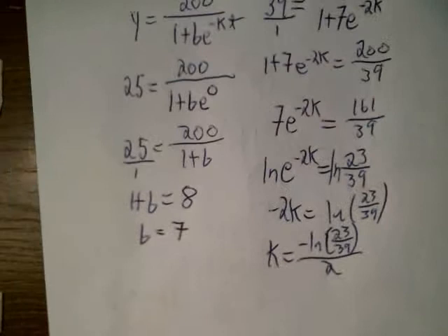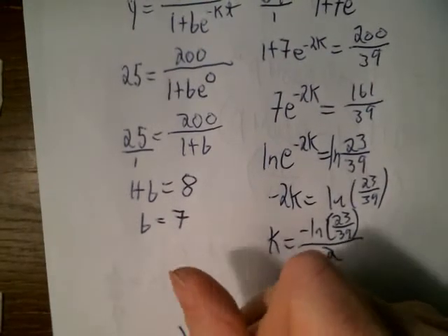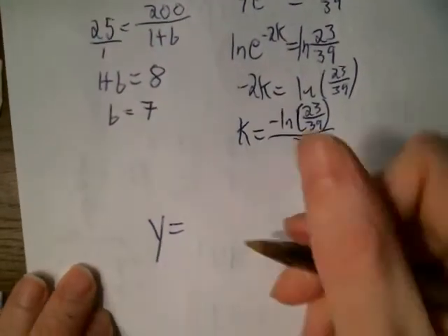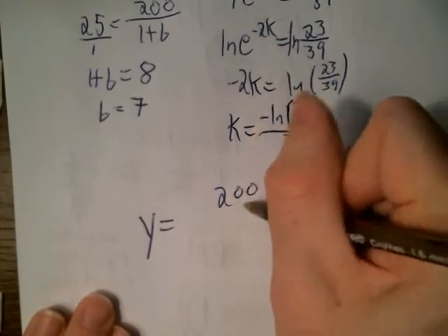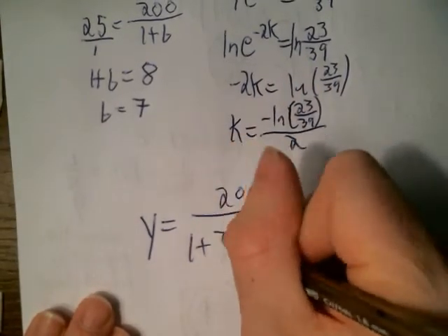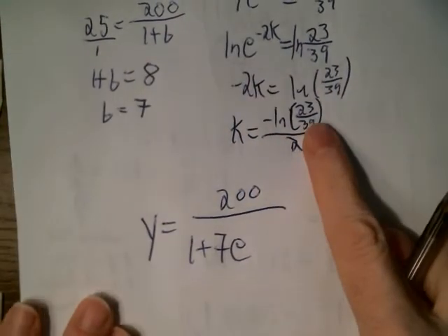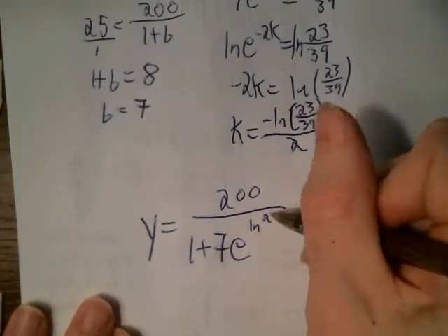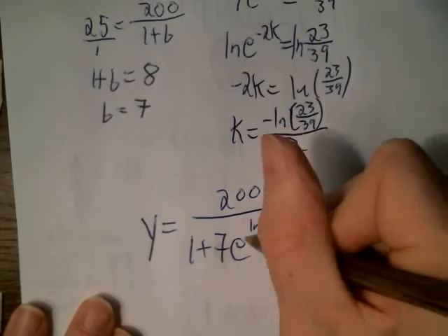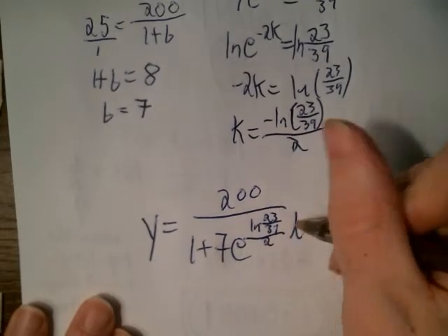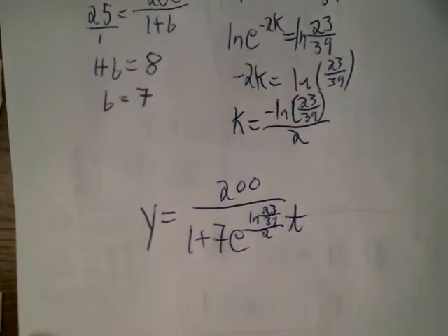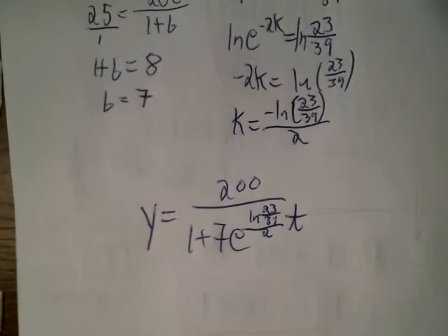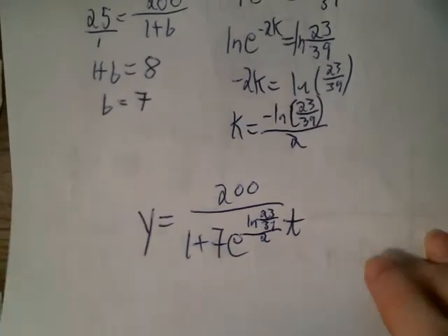In other words, my official logistic equation is y equals 200 all over 1 plus 7e to not the negative, but now the positive, ln of 23/39 all over 2 times t. Okay, so there's that. They want to know how many zombies you'll have at time 5.